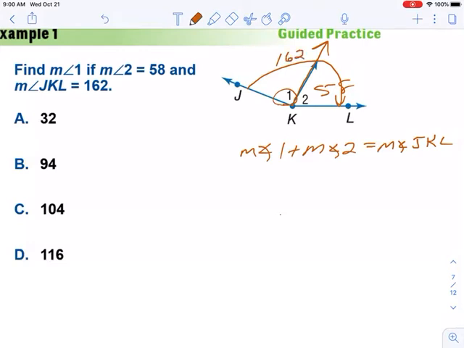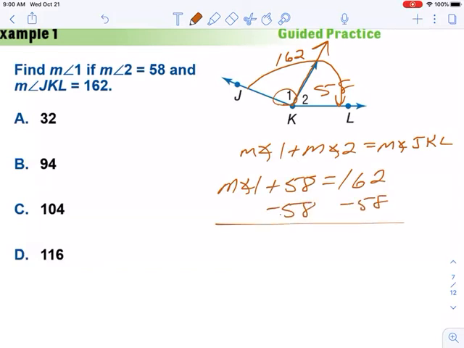Okay, 162. All right, so we're just going to plug into our equation. Trying to find the measure of angle 1, plus the measure of angle 2, which is 58, equals 162. That's the measure of angle JKL, 162. So we're going to minus 58, minus 58. Again, we turned a geometry problem into an algebra problem. Once we got to here, it became algebra. Up above that was geometry. Measure of angle 1 is, oh boy, 162 minus 58, might be 106.